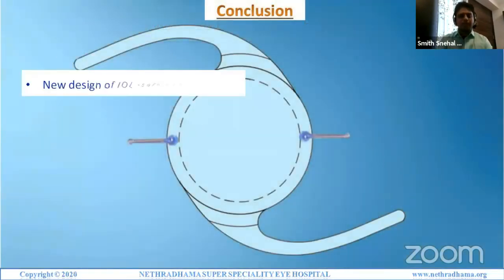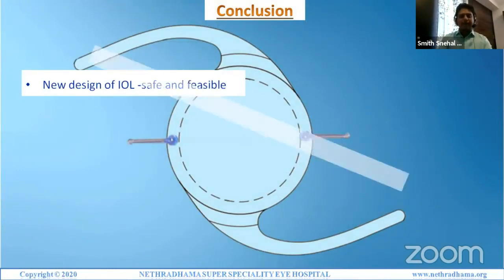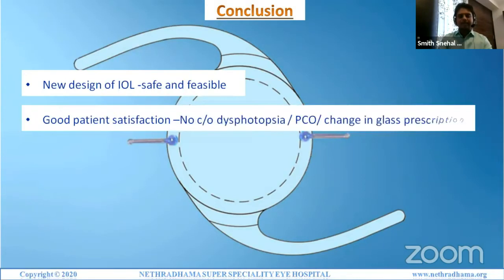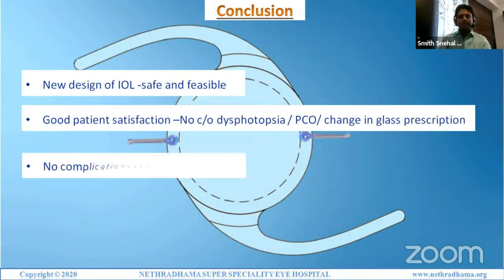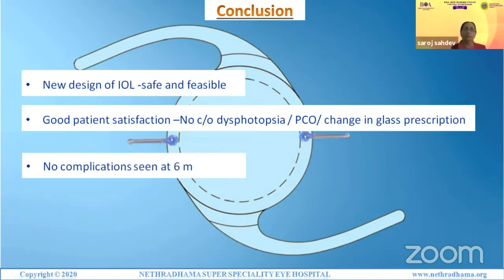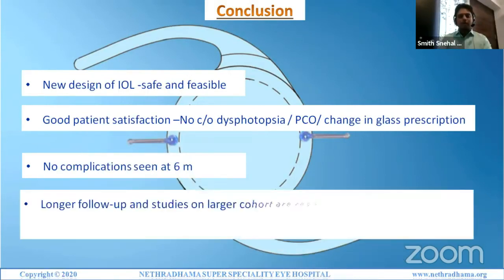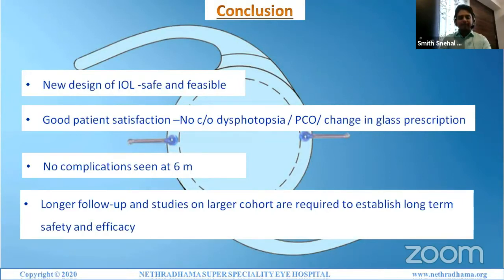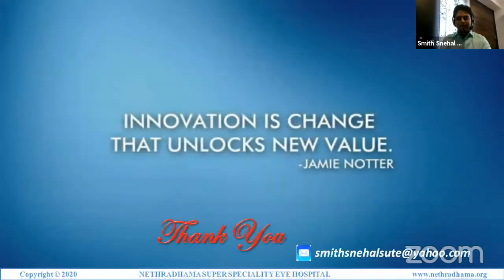Thus, in conclusion, the new design of IOL was found to be safe and feasible in manual phaco as well as FLACS, with high patient satisfaction and no complaints of dysphotopsia, PCO, or change in glass prescription, and no complications such as haptic breakage, postoperative endophthalmitis, or uveitis seen in any of the patients. However, longer follow-ups and studies on a larger cohort are required to establish long-term safety and efficacy and evaluate and optimize the new A constant. Thank you so much for your kind attention.